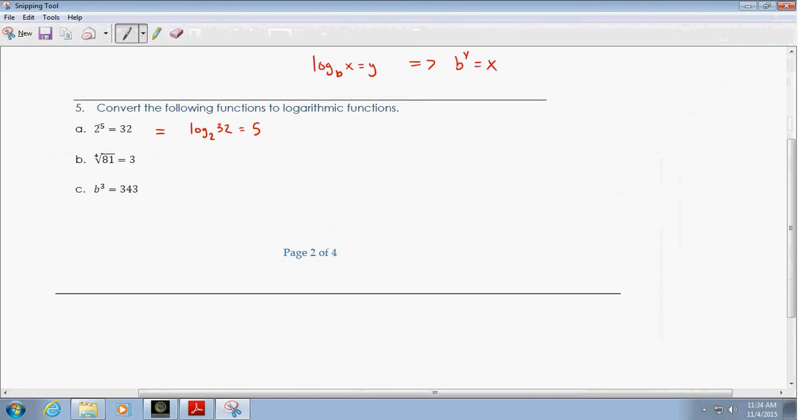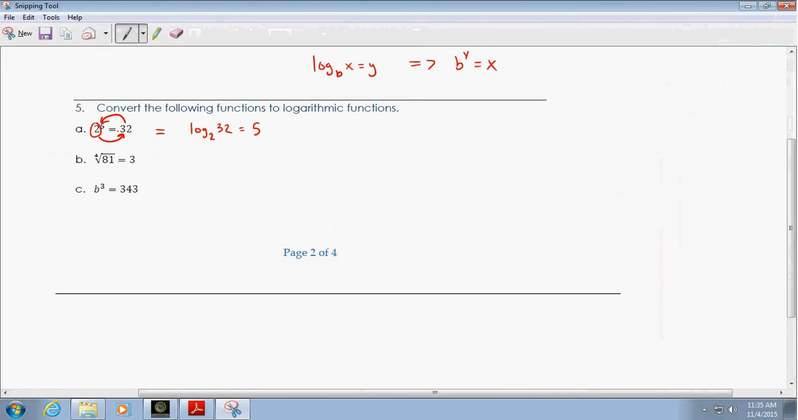Remember, we take the base of this equals this. The base of the exponent and the base of the log are always going to be the same. And then we always say across and then back across. Okay?